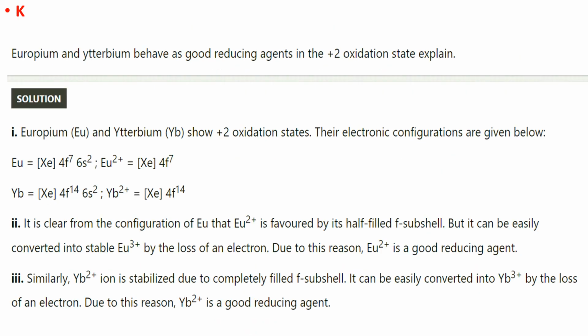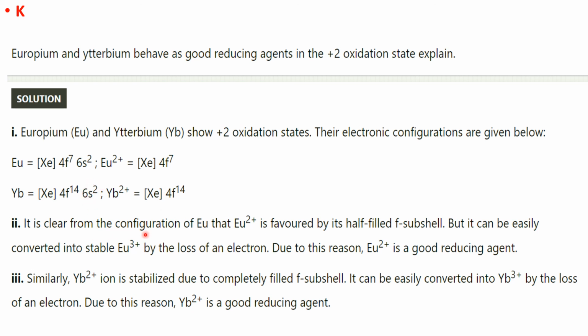Question K. Europium and ytterbium behave as good reducing agents in the +2 oxidation state. Explain. Answer. Europium and ytterbium show +2 oxidation state. Their electronic configurations are europium Xe 4f7 6s2. In +2 oxidation state, it is Xe 4f7 by the loss of 2 electrons from 6s orbital. Similarly, ytterbium, the electronic configuration is Xe 4f14 6s2. In +2 state, electronic configuration is Xe 4f14 by the loss of 2 electrons from 6s orbital.